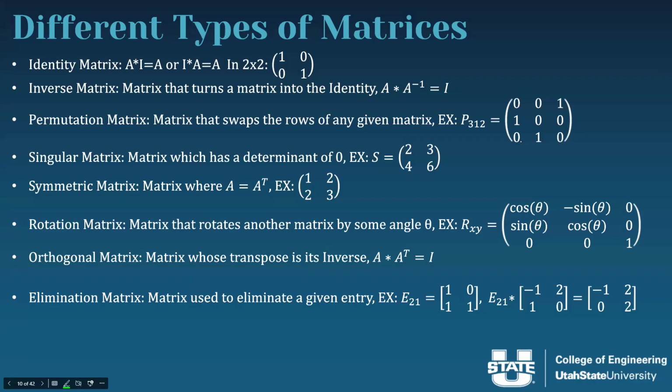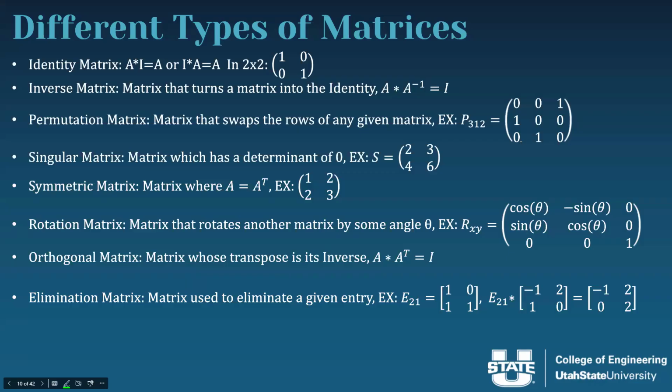Permutation is a matrix that swaps the rows of any given matrix. I think we'll go over that here in a little bit later. The singular matrix has a determinant of 0, so that's an example of a singular matrix. A symmetric matrix is where the matrix A is the same as its transpose. You have your rotation, which causes some kind of rotation about theta in the given system.